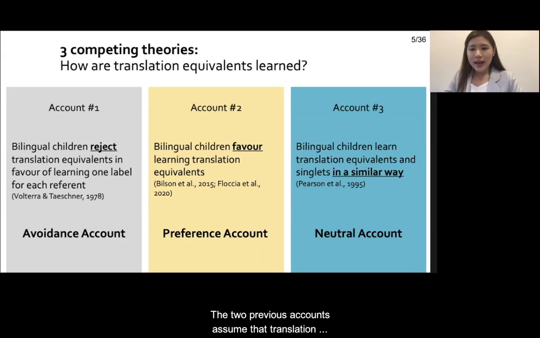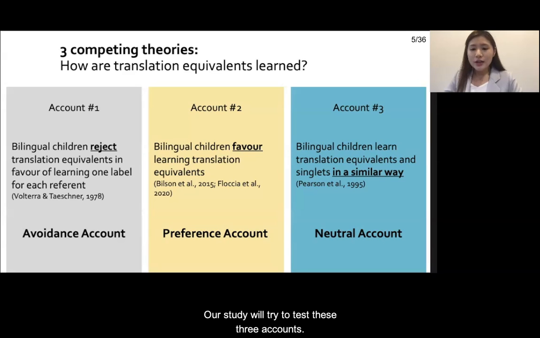The two previous accounts assume that translation equivalents are special and vocabulary learning in bilinguals is different from monolinguals. However, some studies have suggested that bilingual children's two languages develop relatively independently, and language learning tends to be tightly correlated within a language, but not across languages. With this, it is predicted that bilingual children may learn translation equivalents and singlets in a similar way. Here, we refer to this as the neutral account.